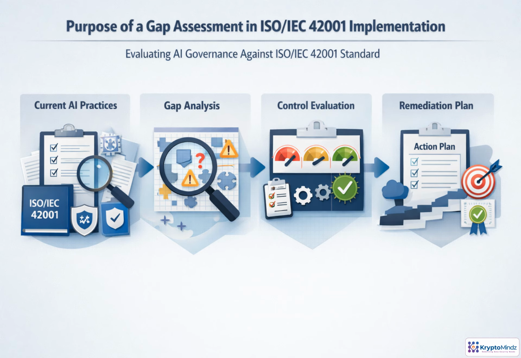A gap assessment is the reality check before implementation moves too far. It compares how AI is governed today against ISO IEC 4020-001 requirements, Annex controls, your policies, and the defined AIMS scope. The purpose is not just to find missing documents. It is to test whether controls are well designed, consistently used, and supported by evidence. The output should be practical: a prioritized remediation plan that shows what to fix first, who owns it, and what evidence will demonstrate certification readiness.